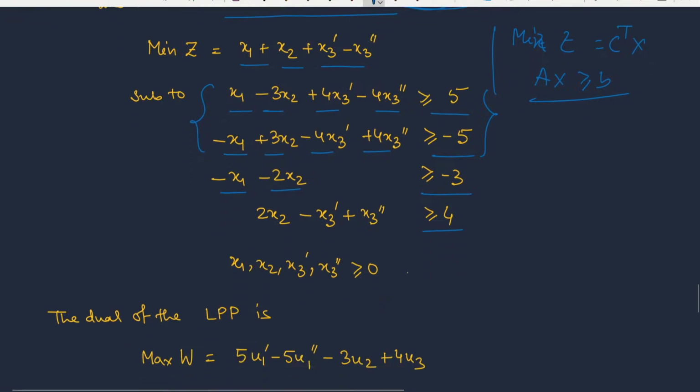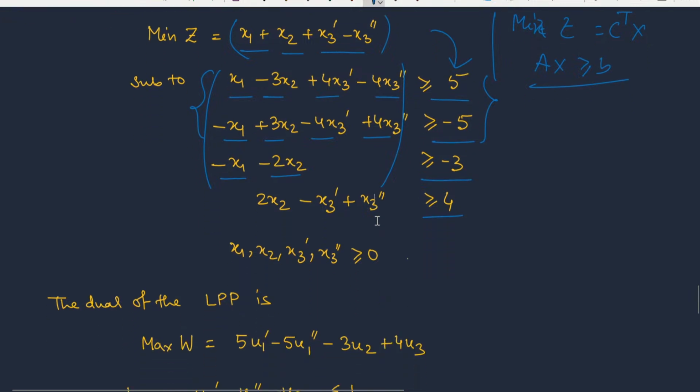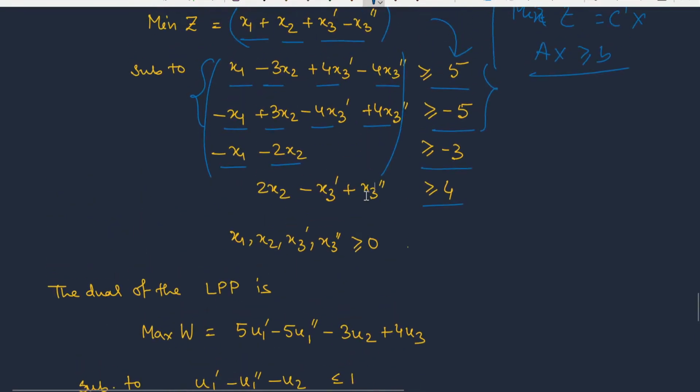Now we write the dual of this LPP. Dual means the cost coefficients go to the requirement vector, and the requirement vector goes to the cost vector, and the coefficient matrix is written in transpose form. First we write the cost of the maximization problem, so the minimization problem goes to a maximization problem: 5u1 prime minus 5u1 double prime minus 3u2 plus 4u3.